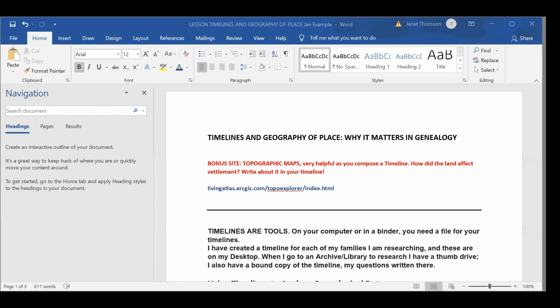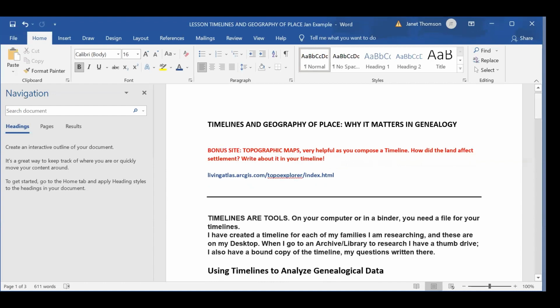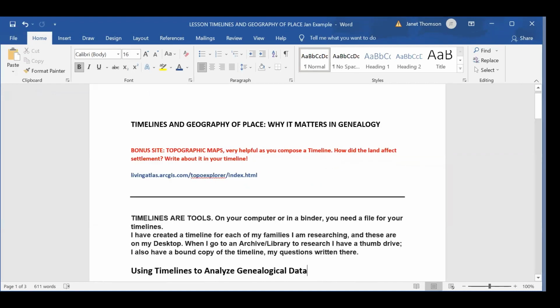But there I was looking at my timeline and saying, wow, is that a neat thing to do or not? It really is. I'm going to pull this over now. Can you all see my screen? Yes. Okay, thank you.